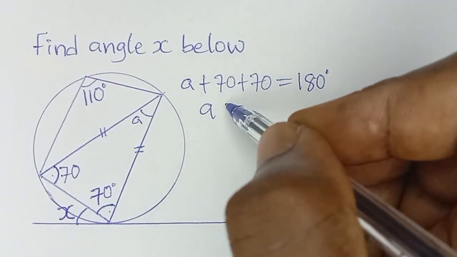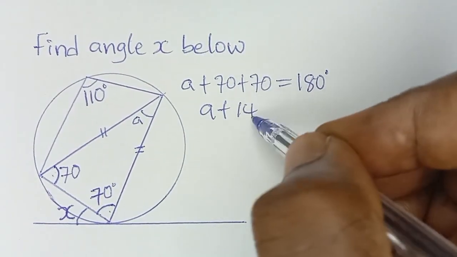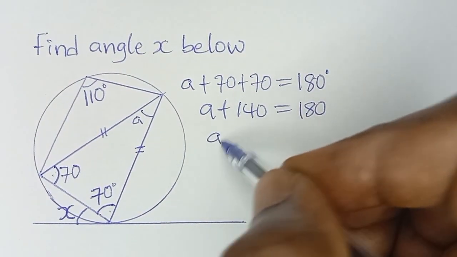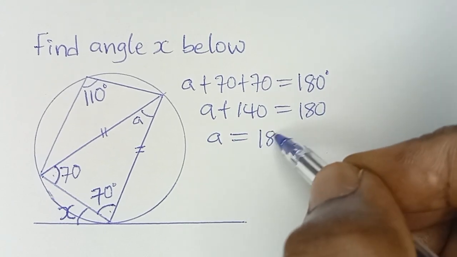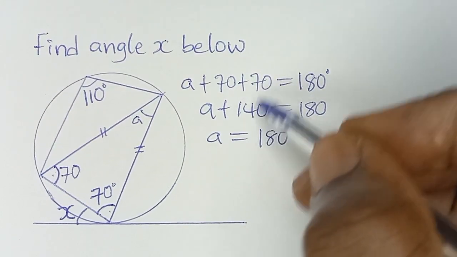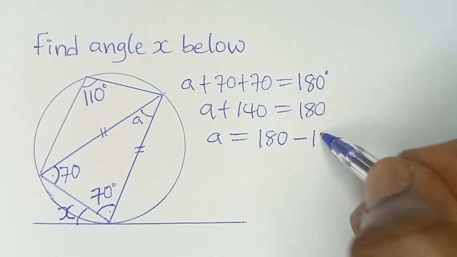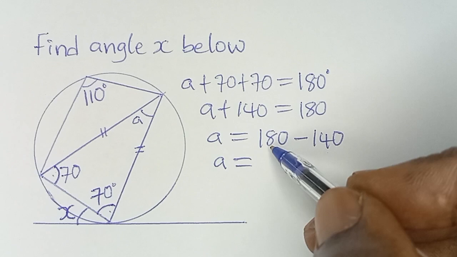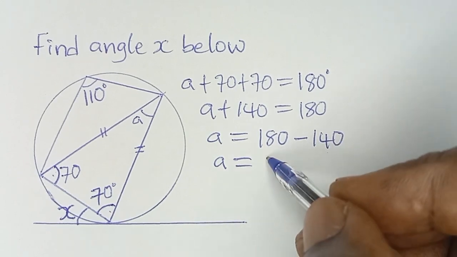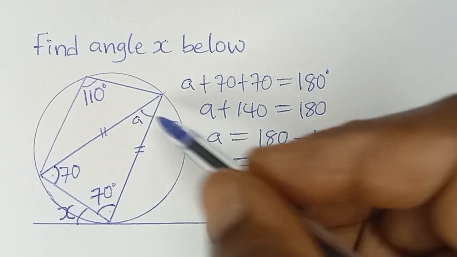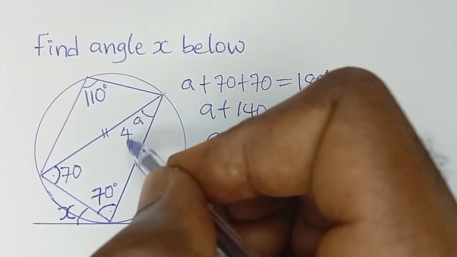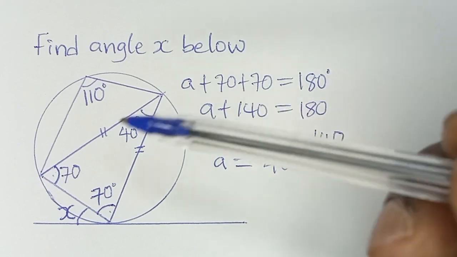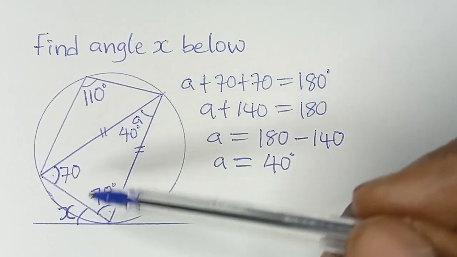So I have A plus 70 plus 70 is A plus 140, and that will be equal to 180. And from there I can get A. This positive 140, if it comes to this side, it becomes negative 140. And from there I now have A is equal to 180 minus 140, which will give us 40 degrees. So that means this angle A here is 40 degrees.